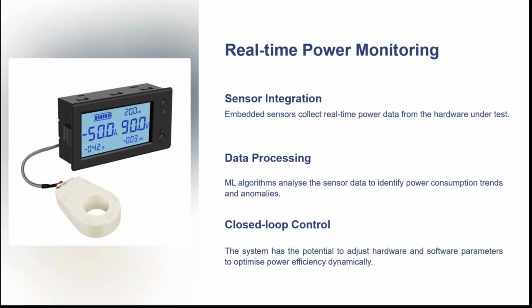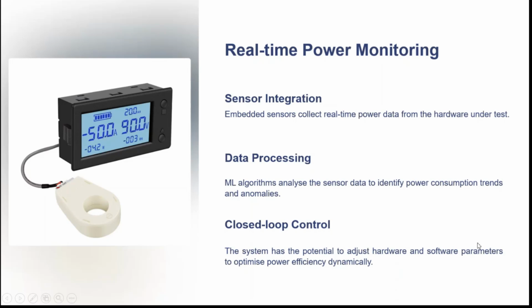In real-time power monitoring, various sensors are located in the real-time applications. The embedded sensors collect the real-time power consumption data, then transfer it to the cloud resources or the microprocessing unit. Here the ML algorithms analyze this sensor data to identify power consumption trends and anomalies.